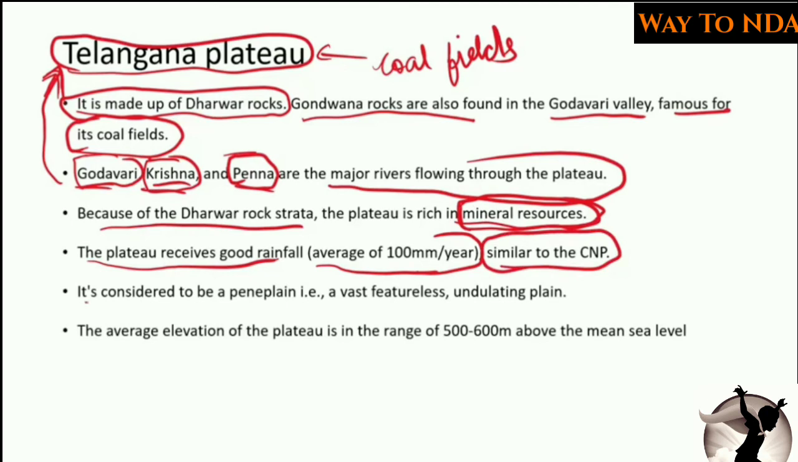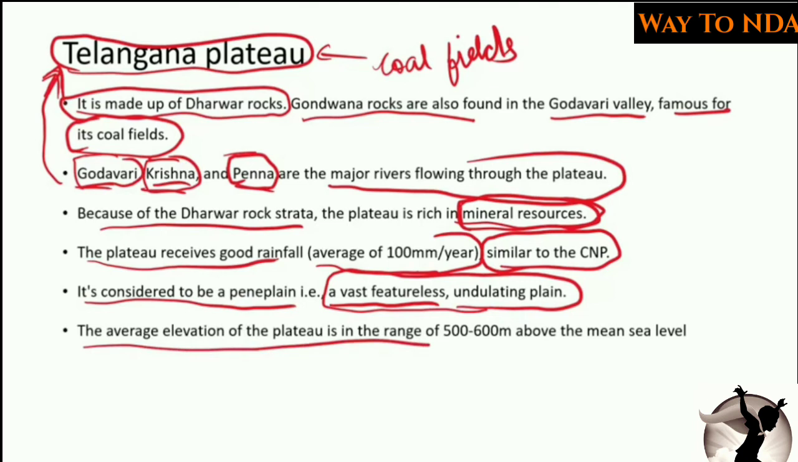It is considered to be a peneplain, that is a vast featureless undulating plain. The average elevation of the plateau is in the range of around 500 to 600 meter above the mean sea level. This is the average height of this Telangana plateau.